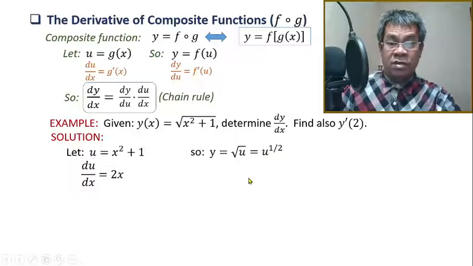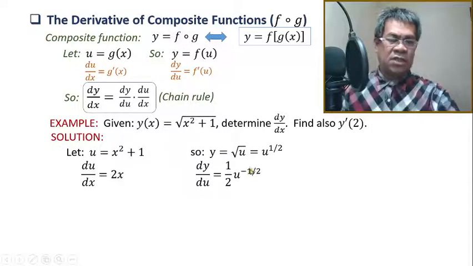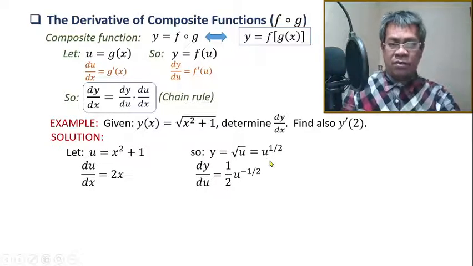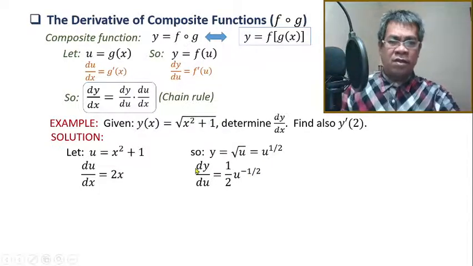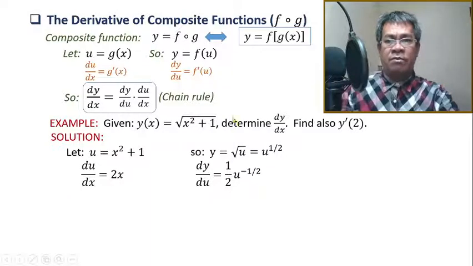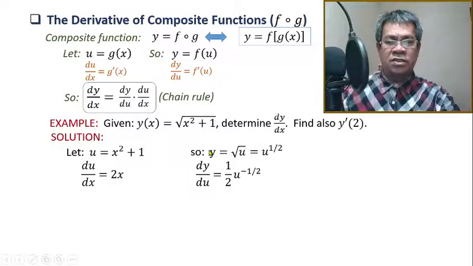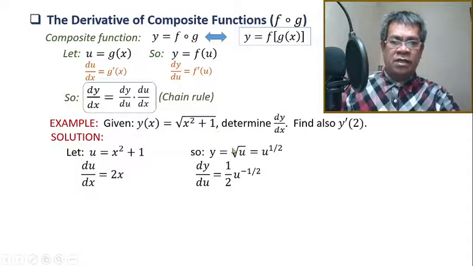So it becomes negative 1/2. So the answer is dy du is 1/2 u raised to negative 1/2. That's it. This is actually based on the fundamental theorem. We are able to use the fundamental theorem from the composite because we break it by parts. We separate the complexity of the function. So from a composite, we formulate a simple function, so simple that the fundamental theorem can be applied to this problem.